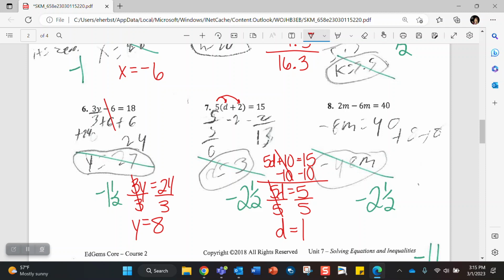On number 8, so now number 8's one where we have like terms. I have this 2m and I have a minus 6m. He put them together and got negative 8, but it's 2 minus 6. 2 minus 6 is negative 4. So we should have negative 4m equals 40. And then when we divide both sides by negative 4, we get m equals negative 10.